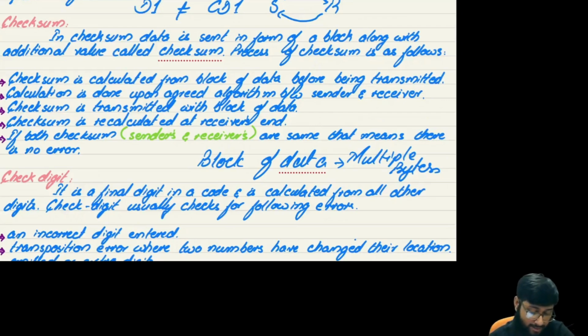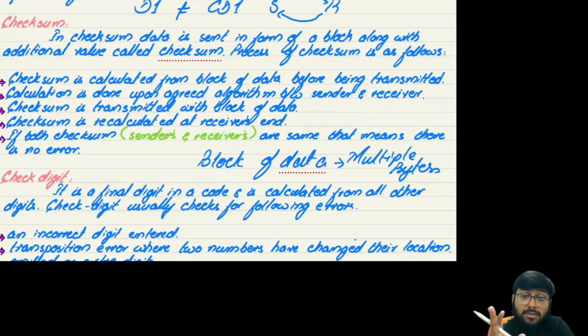You might see over here, in checksum, data is sent in the form of a block along with an additional value called the checksum. The process of the checksum is as follows. First of all, checksum is calculated from the block of data before being transmitted. Calculation is done upon an agreed algorithm between the sender and the receiver. Then checksum is transmitted with the block of data. Till here we are right.